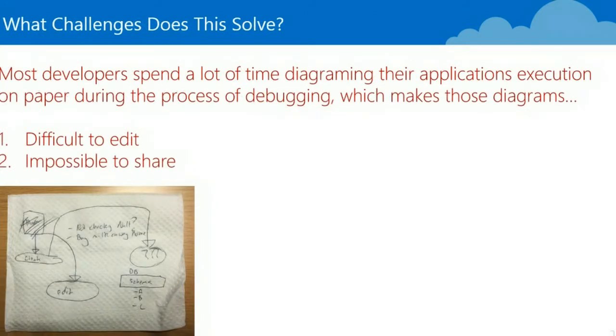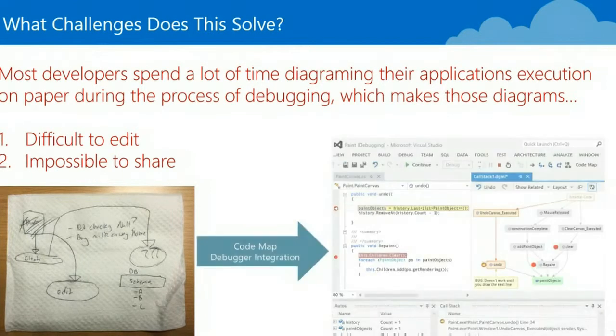If you've ever written any code or ever had to debug any code, which I think all of us have, you know that a lot of developers spend a lot of time diagramming their application's execution on paper during the process of debugging. And that takes a lot of time. It's difficult to edit, and it's impossible to share, unless perhaps you want to play a game of basketball with your napkins and paper sketches and so on and so forth.